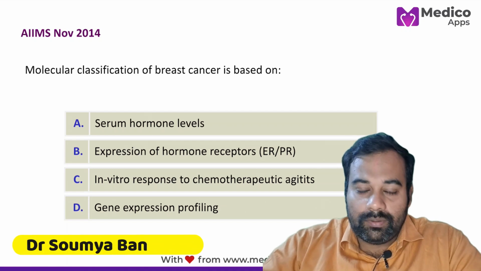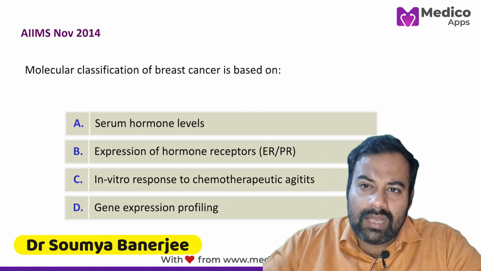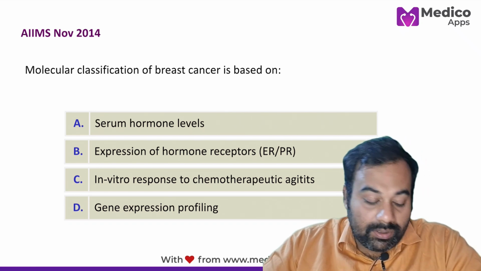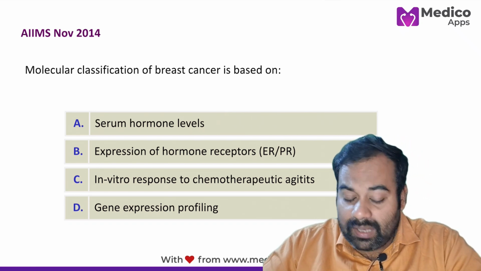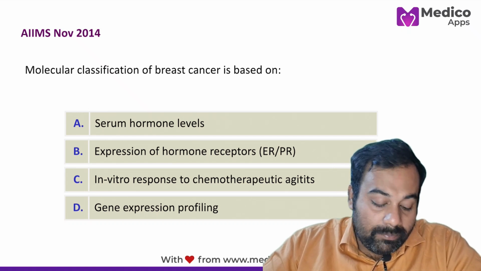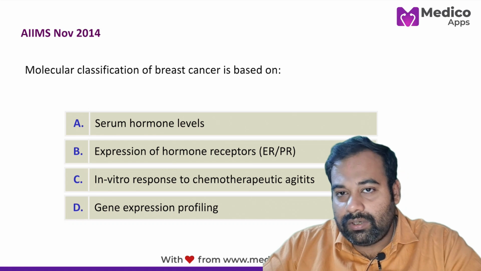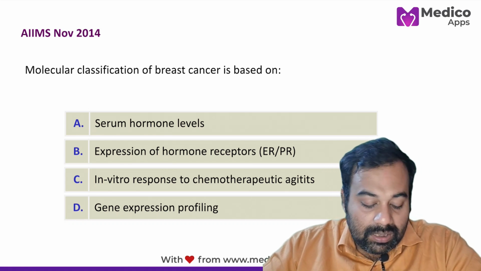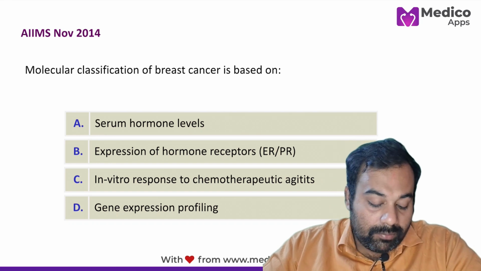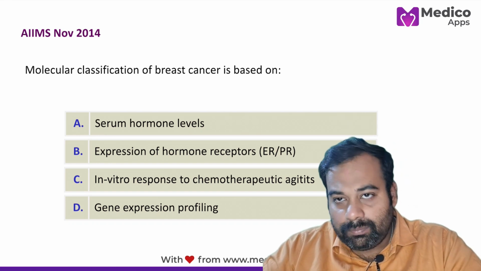So let's talk about our next question. This question has been asked in the AIIMS November session 2014. Here the question is: molecular classification of breast cancer is based upon which of the following? Option A, serum hormone level; option B, expression of the hormone receptor or the ER PR; option C, in vitro response to chemotherapeutic agents; and option D, gene expression profiling.